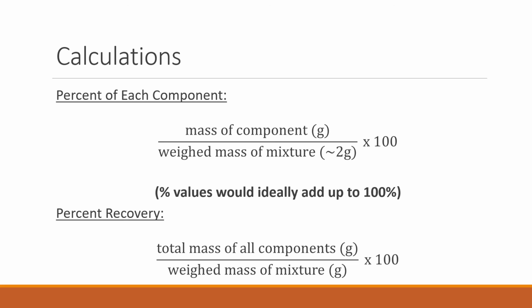To calculate this, you take the total mass of each component added together, so mass of sand plus salt plus ammonium chloride, divide that by the 2 grams of the mixture that I started out with, multiply times 100, and you'll get the recovery percentage, so you can see if you were able to recover all of the mixture or not. These are the calculations that you'll be doing, as well as the individual masses of each component.